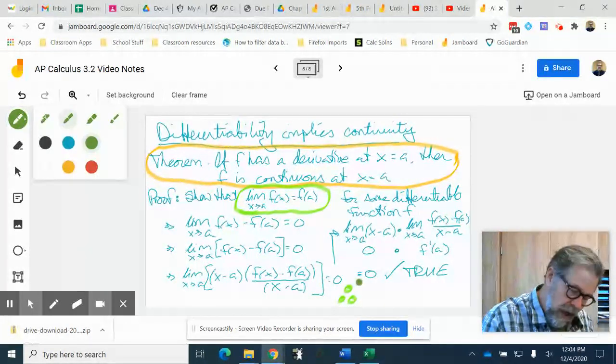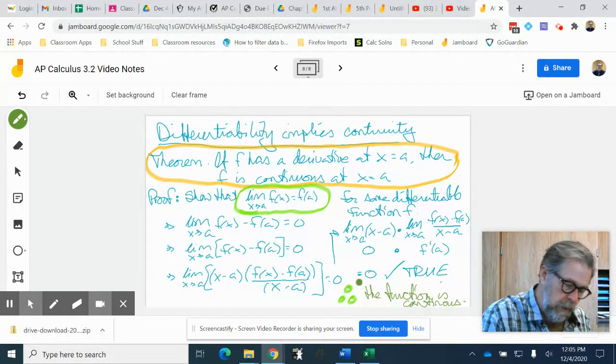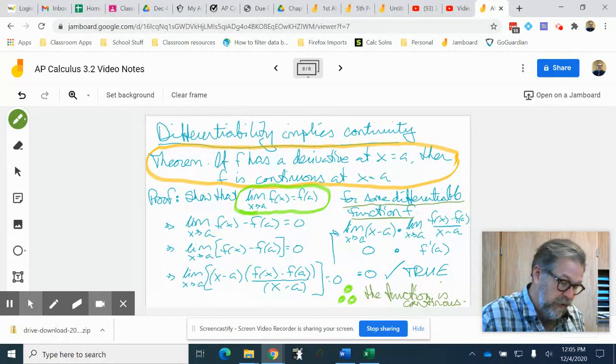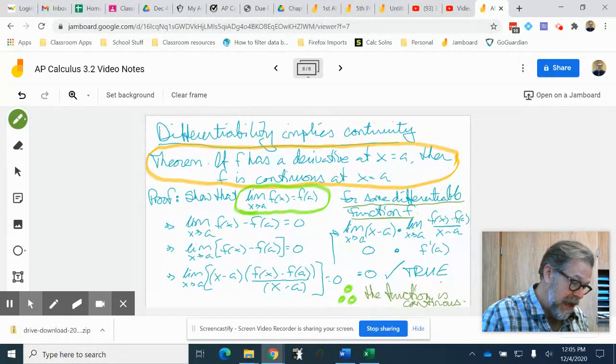Therefore, the function is continuous. And since we assumed that it was a differentiable function at the very beginning, we've just proved that differentiable functions must be continuous. Differentiable, again, at that point, must be continuous at that point.